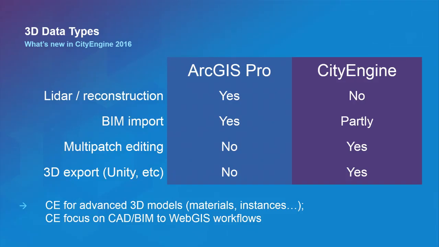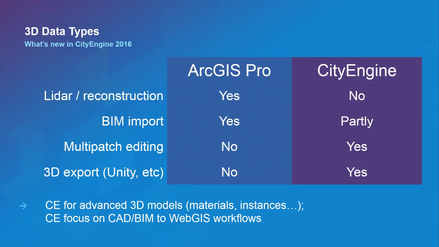Multi-patch editing. Raise your hand if you know what a multi-patch is. That's actually a pretty good number. So multi-patch is the internal 3D format inside ArcGIS, inside the geodatabase. It's basically just a 3D modeling format. We consume it. We can create it from external 3D models. We can create it procedurally using geoprocessing tools like Layer 3D to Feature Class.